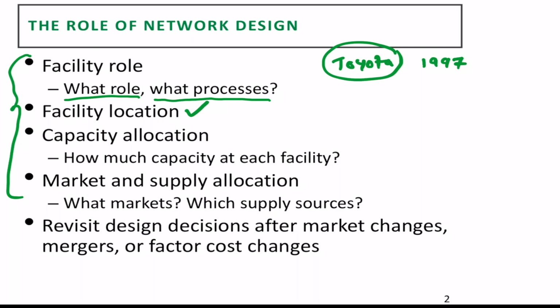Facility location has a major impact on supply chain performance, and once a facility is located somewhere, it is very difficult to move them or shut them down because that will be very, very expensive.